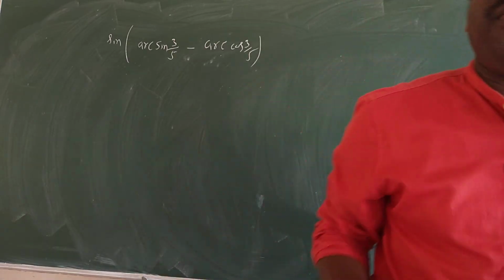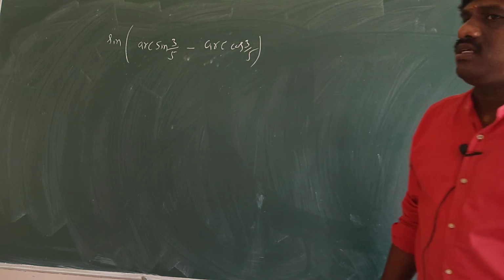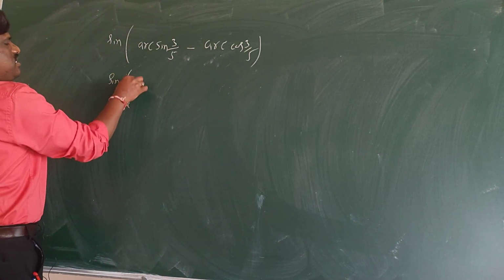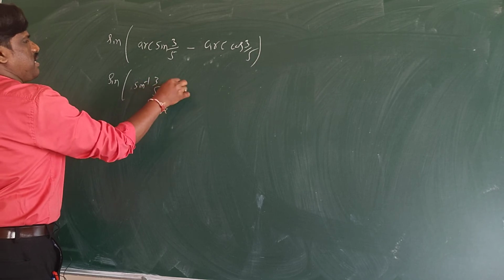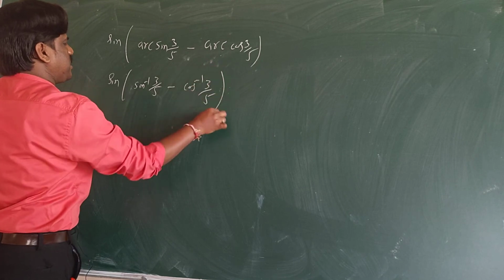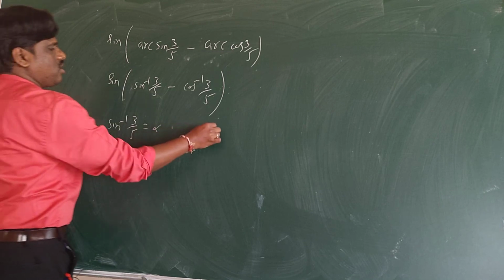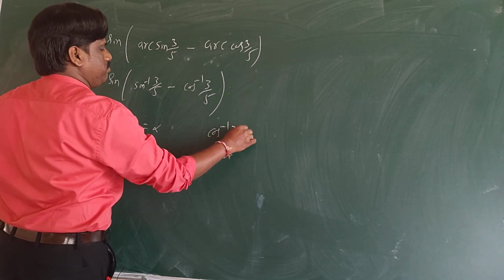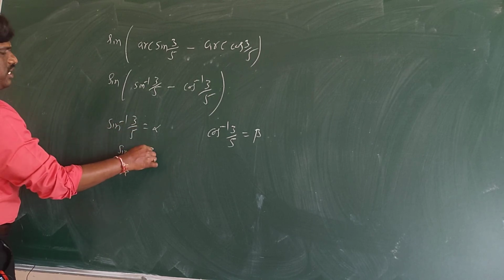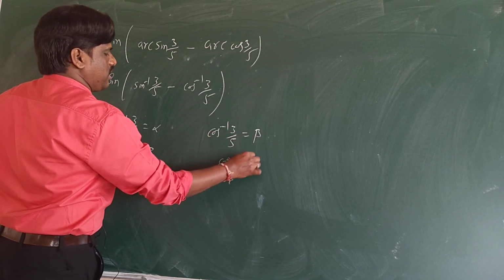Suppose anybody asks you to find the value of sine of arc sine 3 by 5 minus arc cos 3 by 5, how much is it? It is simple. This is nothing but sine of sine inverse 3 by 5 minus cos inverse 3 by 5. Let us take sine inverse 3 by 5 as alpha and cos inverse 3 by 5 as beta. So I get sine alpha is equal to 3 by 5, and cos beta is equal to 3 by 5.